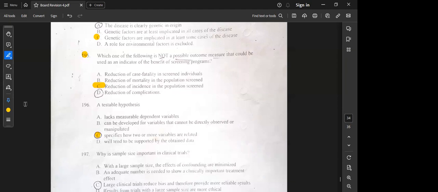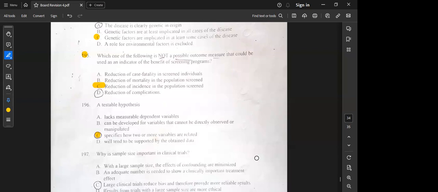Reduction of complications, I don't know. How can we draw a clear line between mortality, death, and complication? Sometimes even death is a complication, and sometimes it's the complications that will lead to the death, not even the condition itself. It's the complications that will lead to the fatality. So, I don't know, but I would go with C, bad though.